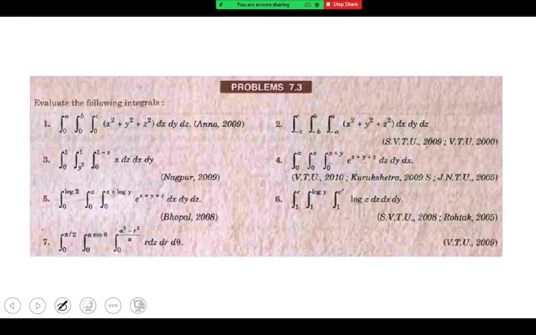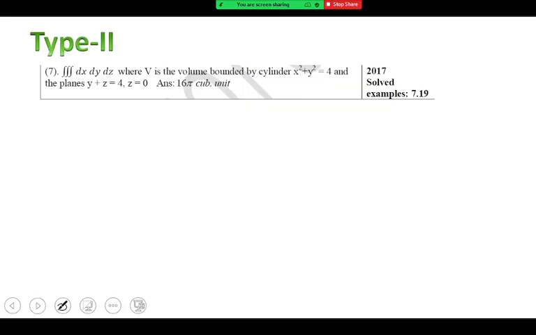Now these are a few more questions on exercise 7.3 from the textbook. A few of these questions I have already given in tutorial 3, so you have to do those for tutorial 3. Come to type 2 here.